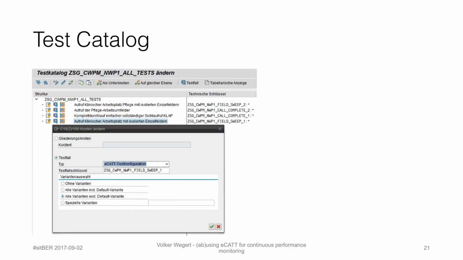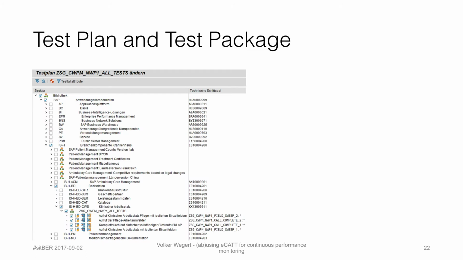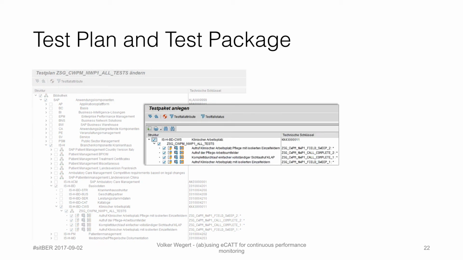First, we had to define a test catalog and add the test configurations. Here it is important to specify the variants to be used correctly. Then we created a test plan, and here you can see why it is important to use the correct software components. From the test plan, a test package was created.